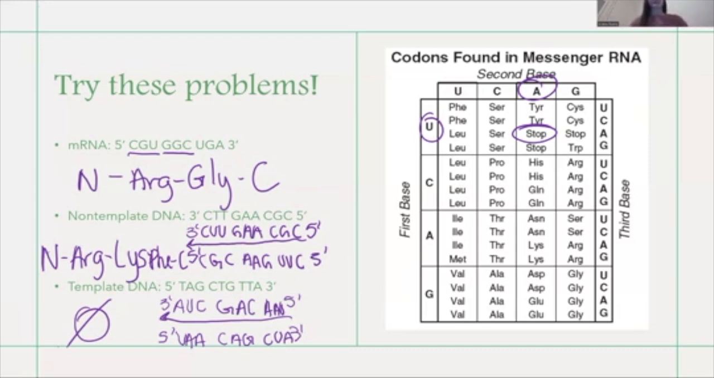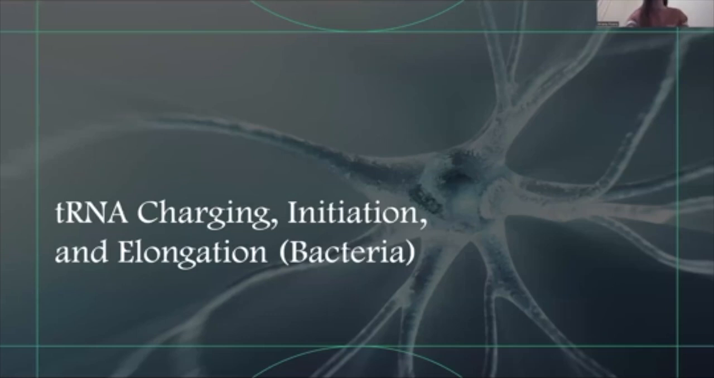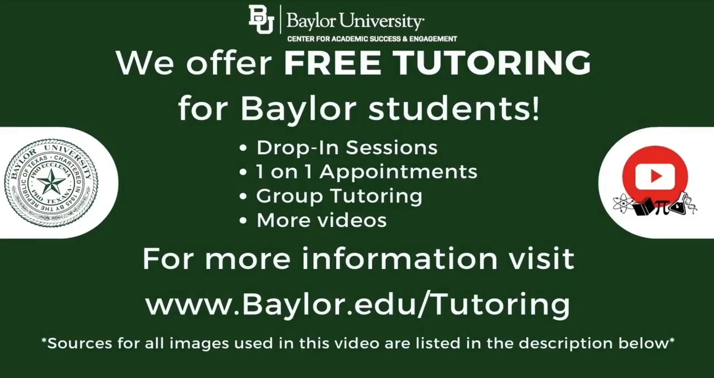So that was an example, or a couple examples, of reading the codon chart at different places you might start. Practice with those, and make sure that you feel comfortable given different directions and different types of nucleic acids, and that you can get it to mRNA, get it 5' to 3', and then read the codon chart. In the next video we will be going over some of the steps of translation: tRNA charging, initiation, and elongation in bacteria. I hope you found this video really helpful.